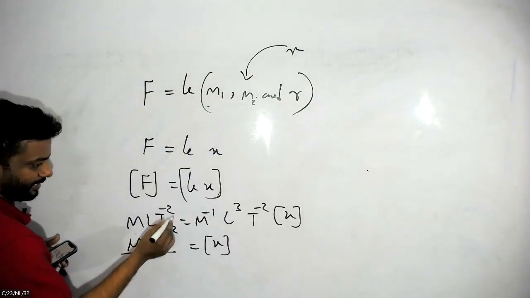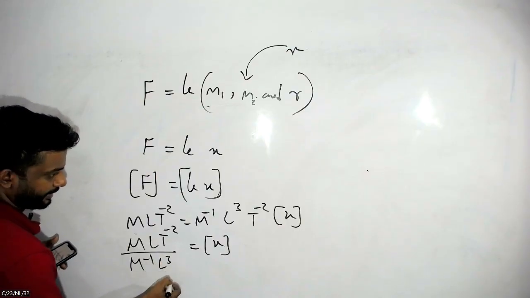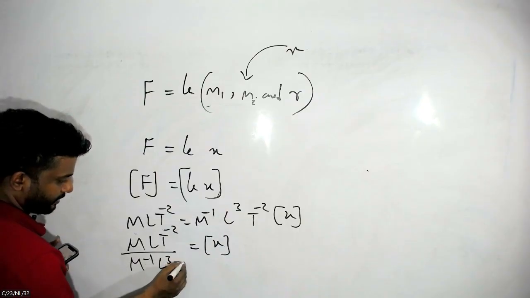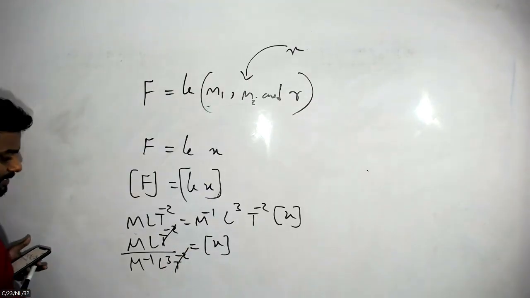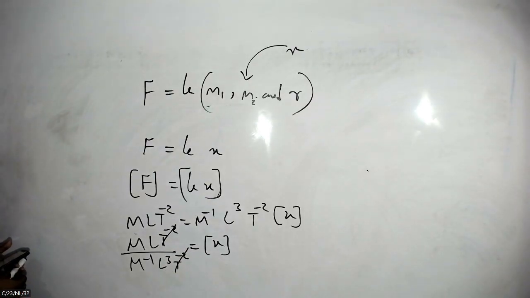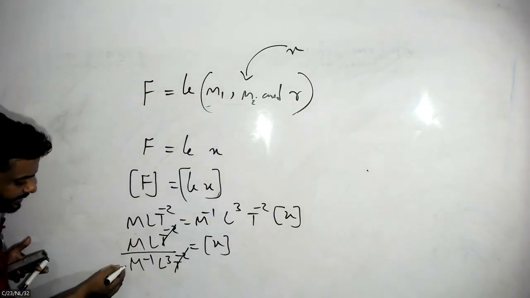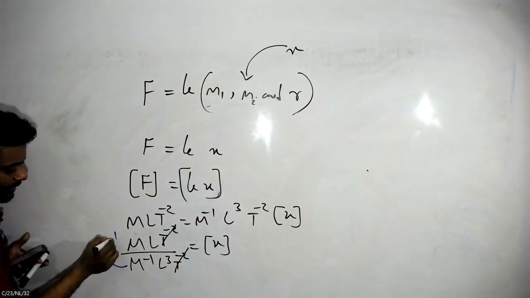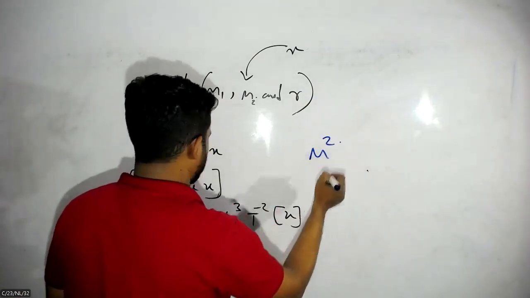Make a pattern question, right? Look, L to the power 3 and here T to the power minus 2, right? T to the power minus 2 and T to the power minus 2 cancel out. Then you can simplify. Son, when you bring this term to the numerator, M to the power plus 1, M to the power plus 2.